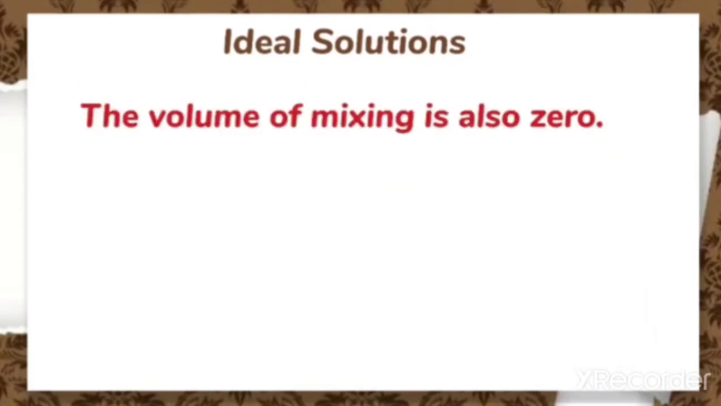Now the next property that we need to discuss is the volume of mixing. The volume of mixing is also 0 for the ideal solution. That means the volume of mixing, represented here as delta V, is equal to 0, where delta represents the change. That means when the solute and the solvent are added, the change in volume is equal to 0. So how can we understand this concept?